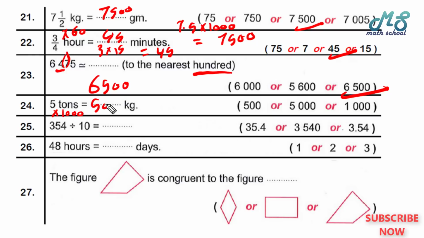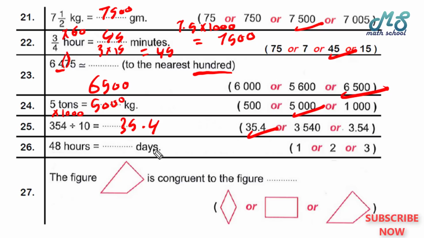So it will be 500 or 5000 kilogram. The correct answer is 5000. Number 25: 354 divided by 10. Just insert the decimal point after one digit from the right. We all know the rule, so we get 35.4. So the answer will be 35.4.